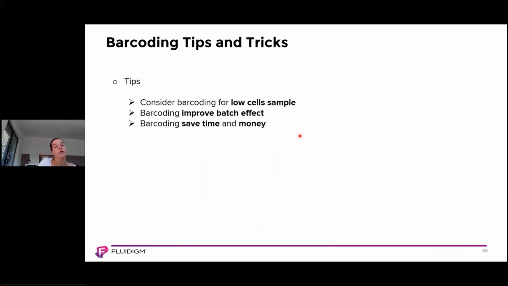Some tips and tricks for the barcoding. You can consider doing barcoding for low cell samples, and this will also improve the batch effect and save time and money. Save time because you will have only one tube to process and acquire, and money because you will reduce the amount of reagents to use.